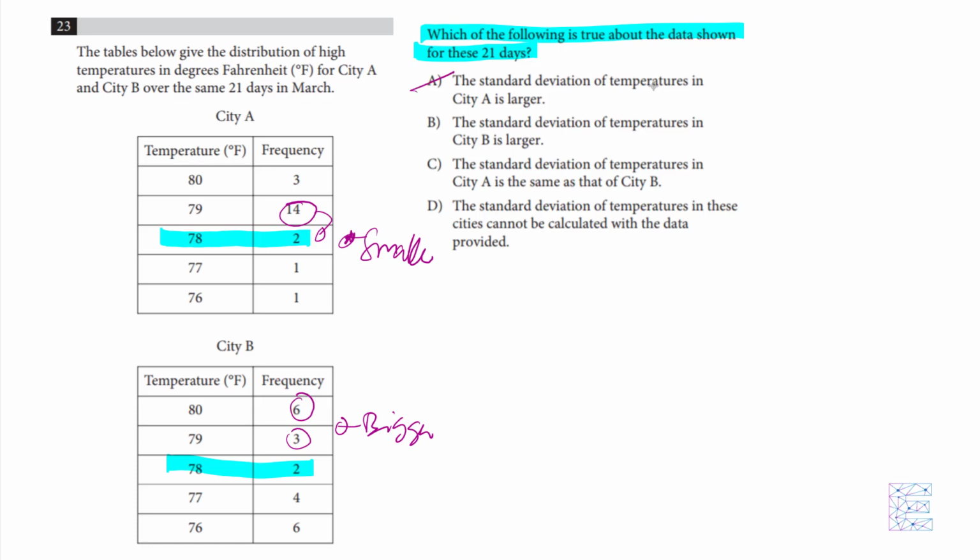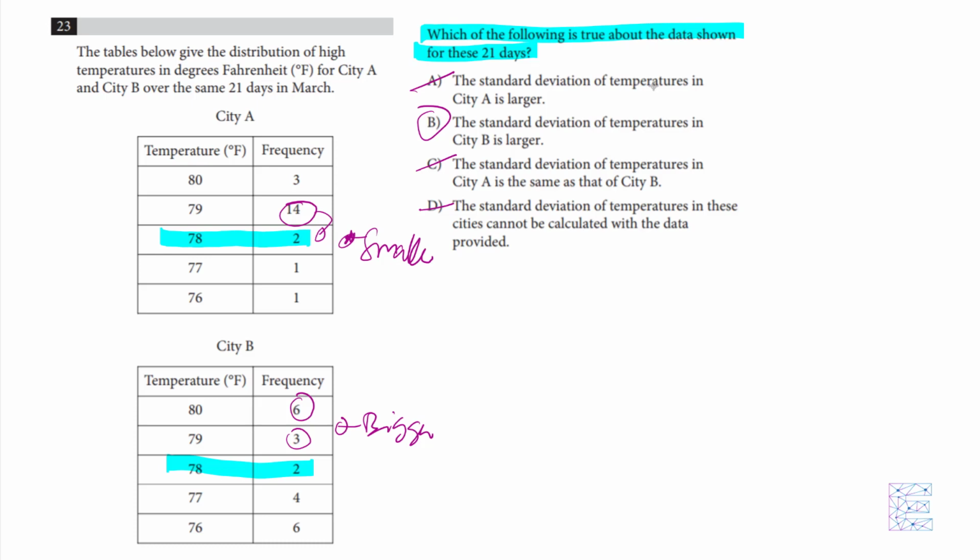Let's look at B. The standard deviation of temperatures in City B is larger. That's exactly what we just said. So B would be the answer to this, but let's look at the other ones. The standard deviation of temperatures in City A is the same as that of City B. They're not the same. The standard deviation of temperatures in these cities cannot be calculated with the data provided. That's not true. It definitely can be calculated. In fact, if you wanted to use your calculator, you can. But just generally speaking, B is correct.